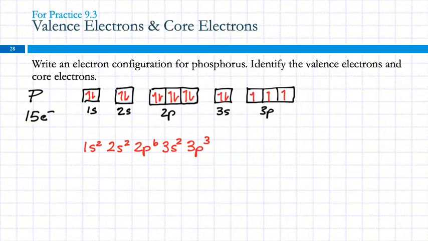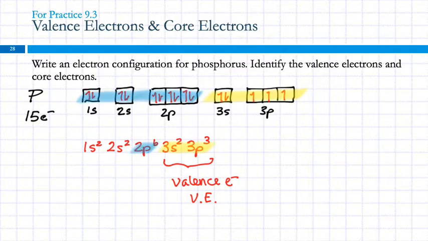So the valence electrons, you look at the hotel, what's the highest floor that has any electrons staying on it? The third floor, right? So here's the third floor. The third floor has electrons on it. Those are the valence electrons. They're the highest level. So these are the valence electrons. I often call them VE, valence electrons. And then the rest of them are core electrons. So these guys are the core electrons.